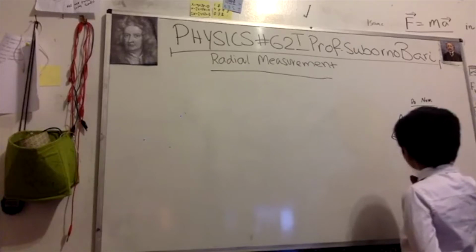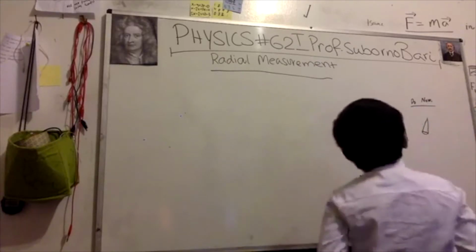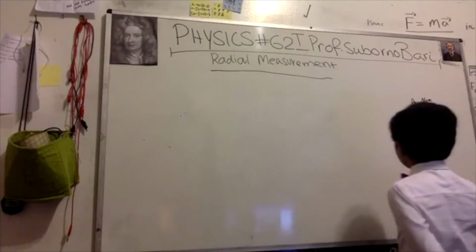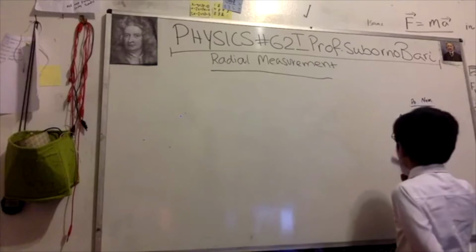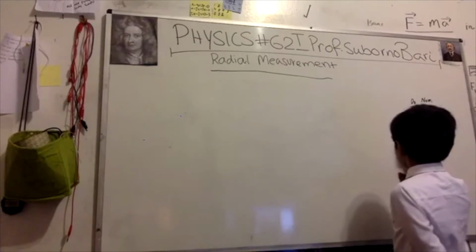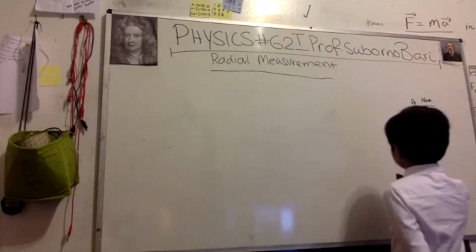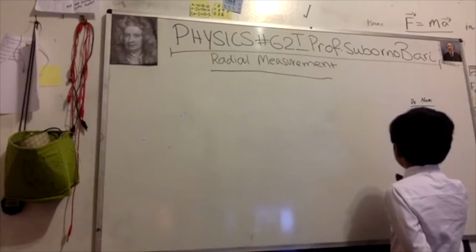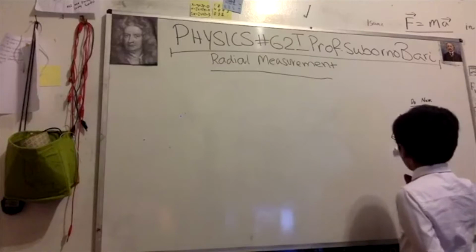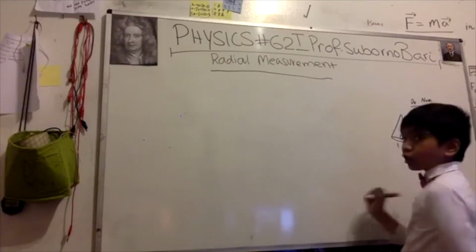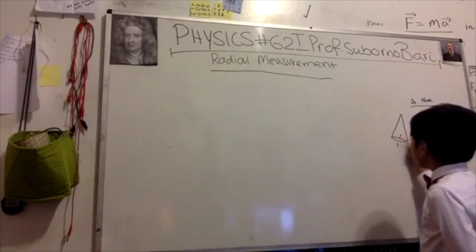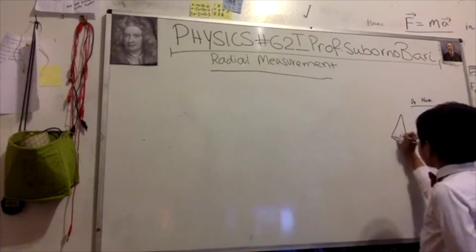So let me draw their chords. Now we have an arc length, which we'll call L, and this is R. One is a chord and one is an arc. A chord is this line that separates the circular section from the triangular one.